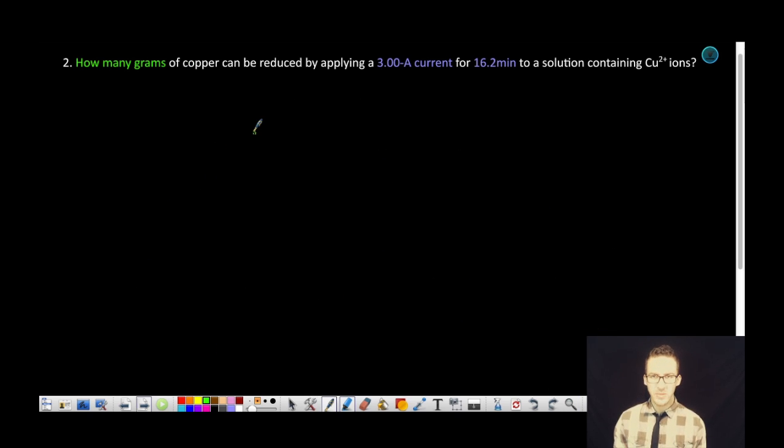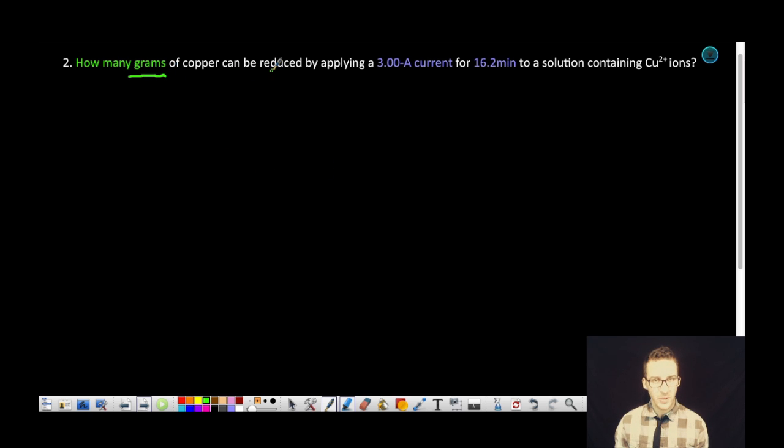All right, problem number 2. This next type of question is a common one that you'll see with electrolytic cells, in which we are going to work with some charge and current and try and figure out a specific mass in grams that will be plated out as we perform this redox reaction. So let's take a look here.